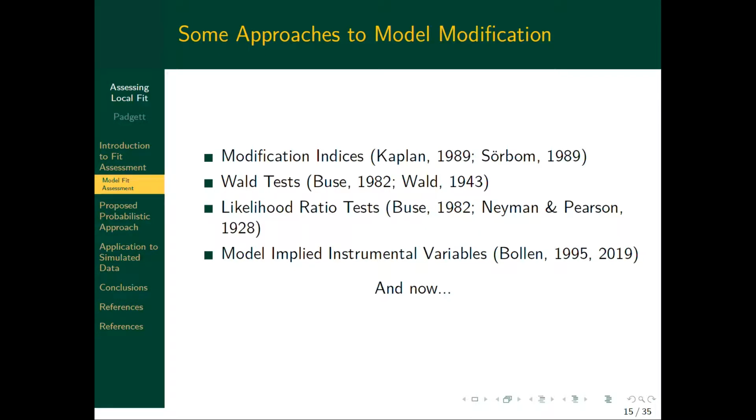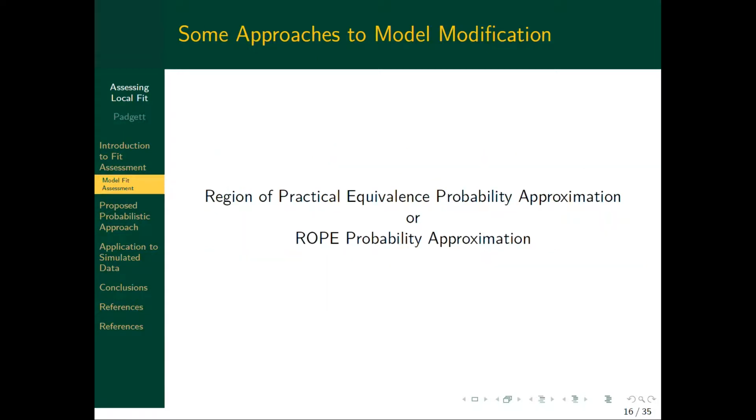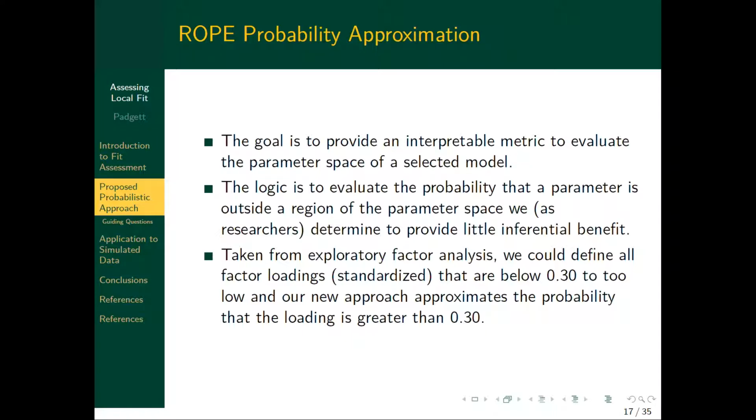And so that is the main goal of the new method that I'm proposing, which I call the region of practical equivalence probability approximation, or the ROPE probability approximation. And so what we want to do here is essentially approximate the probability that the parameter estimate is outside of the ROPE, or outside the region of practical equivalence. And so equivalent in this case will be 0, because if it's 0, we don't really care about it very much. And so the whole goal of it is to provide an interpretable metric, a probability, in order to help us understand the parameter space of our model.